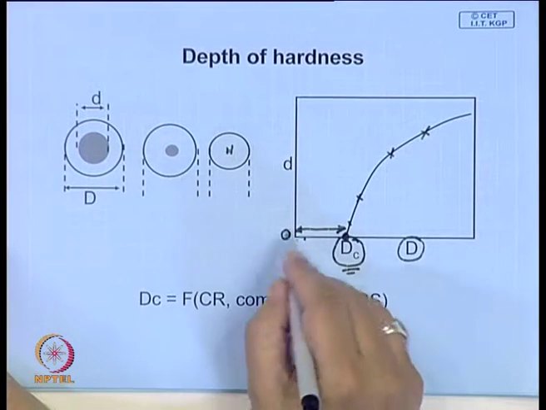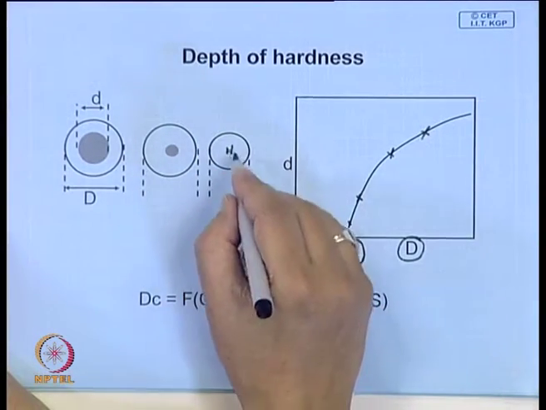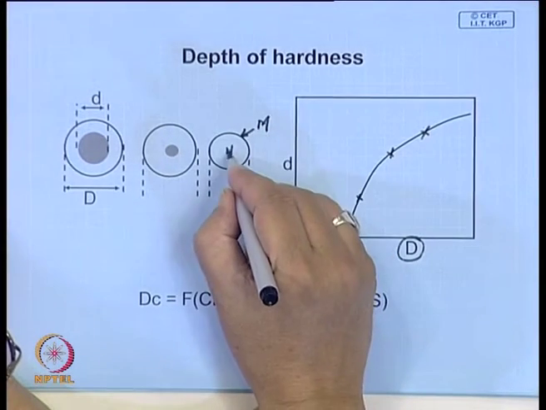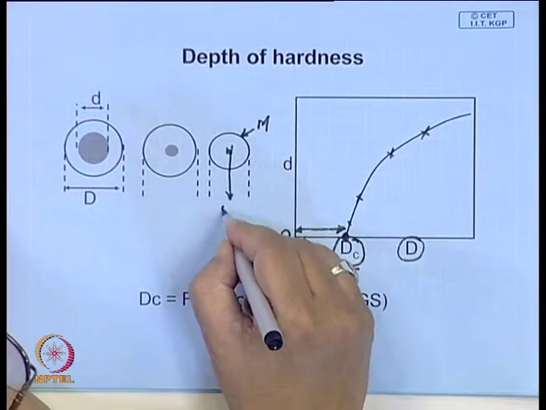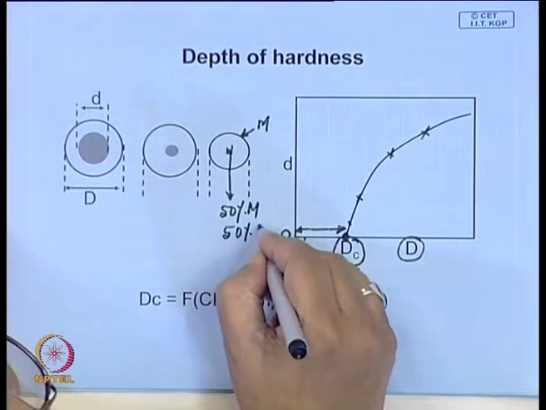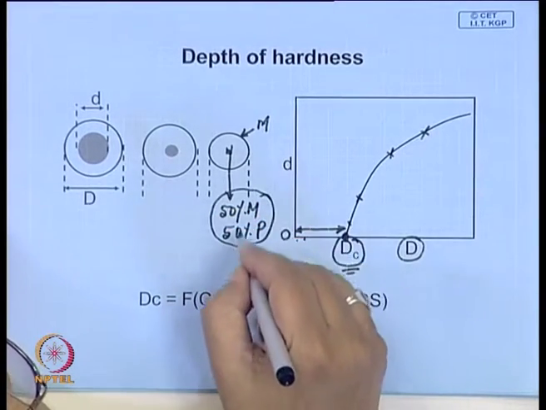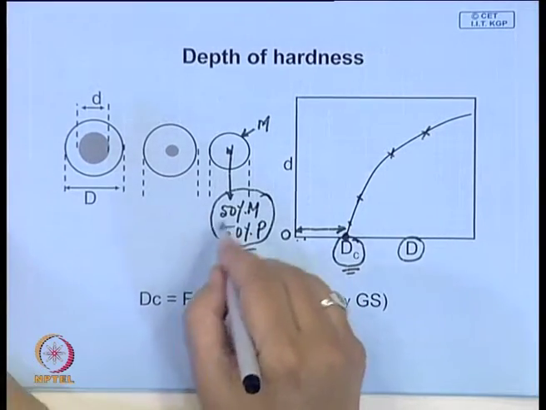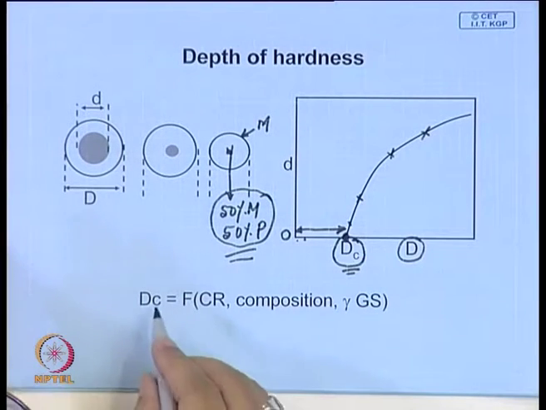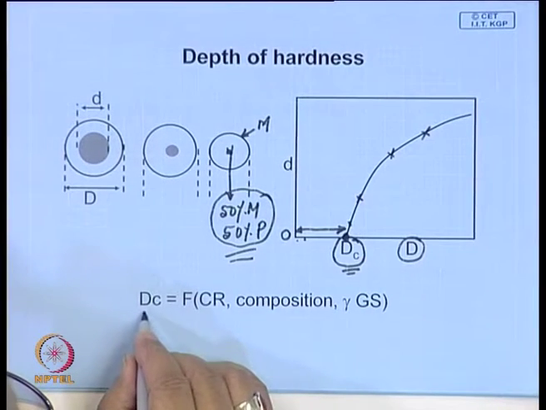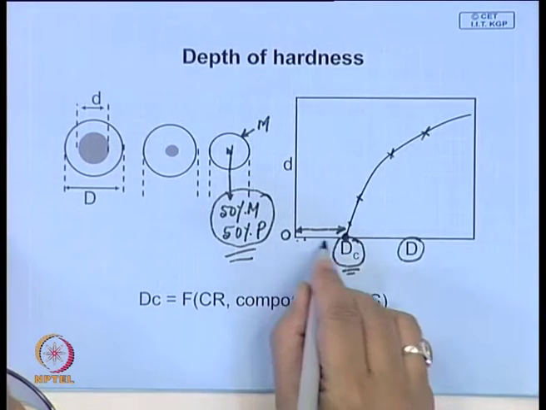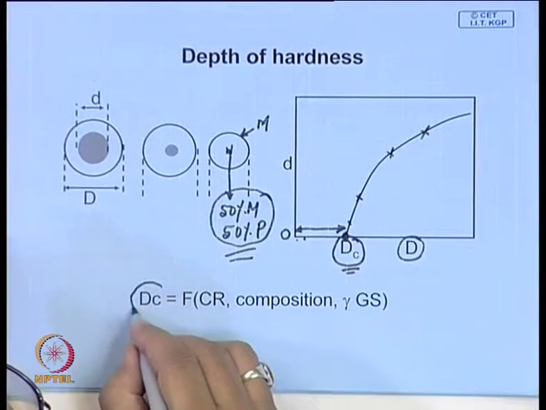That means, in this particular diameter you will have the surface fully martensite, 100% martensite, and in the center you will have 50% martensite, 50% pearlite, and for all practical purposes one takes this as the fully hardened structure. And now obviously the question that comes up is what are the factors that determine this diameter, this critical diameter.